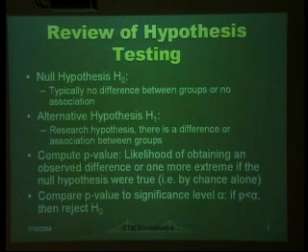So the way that hypothesis testing is often done, you compute a p-value, and that p-value refers to the likelihood of obtaining an observed difference, or one more extreme than that, if the null hypothesis were true, or the likelihood of obtaining that difference by chance alone. And then you make a decision based on that p-value. You decide that you would reject the null hypothesis if the p-value is less than a significance level of alpha. So that's how standard hypothesis testing works.